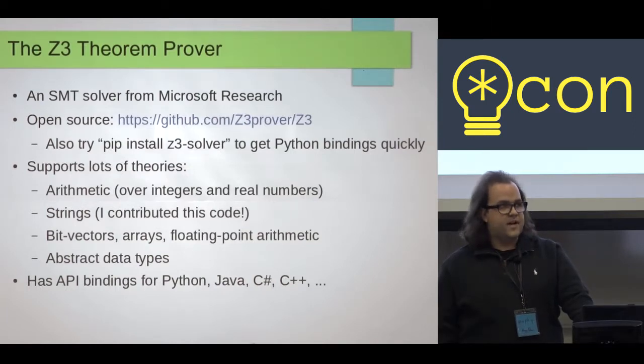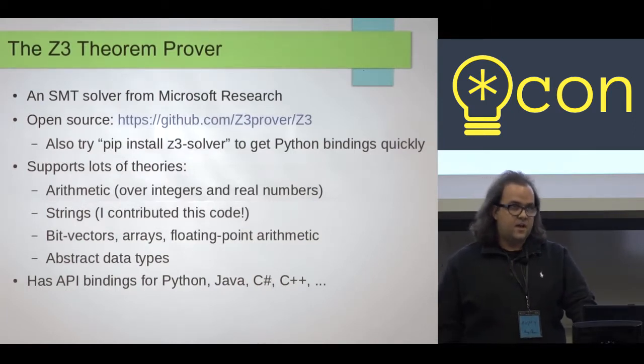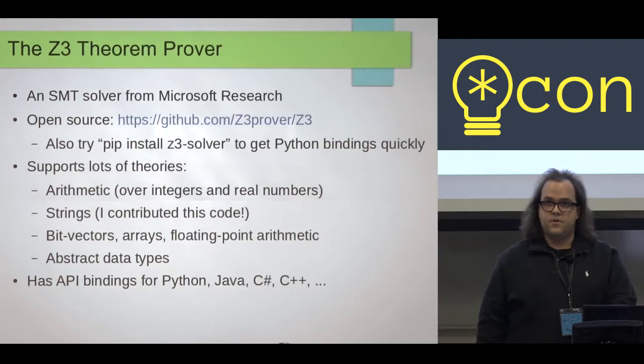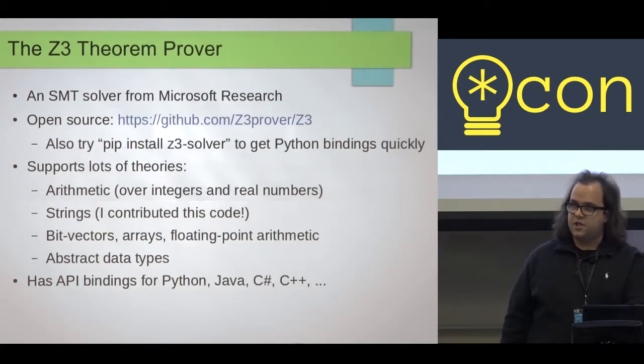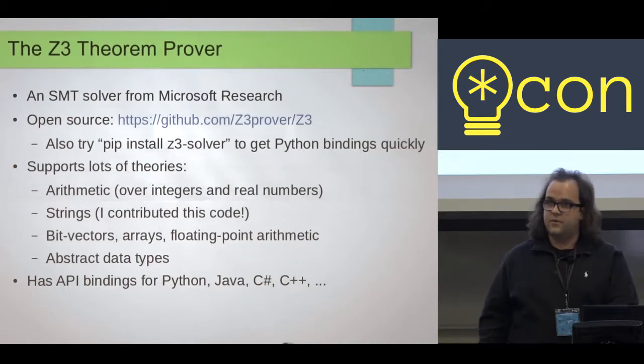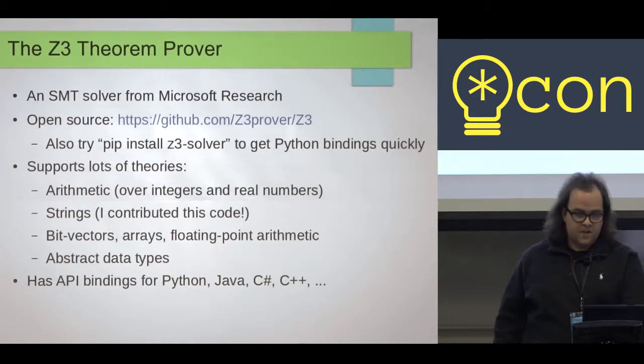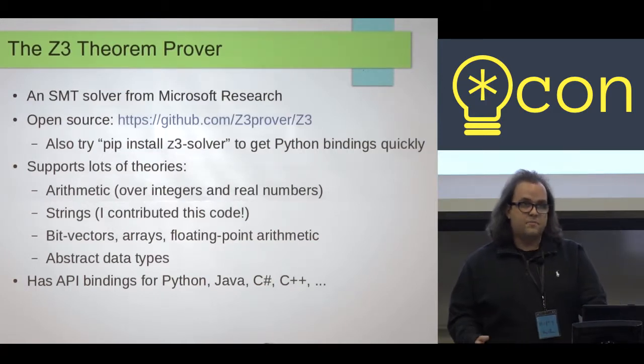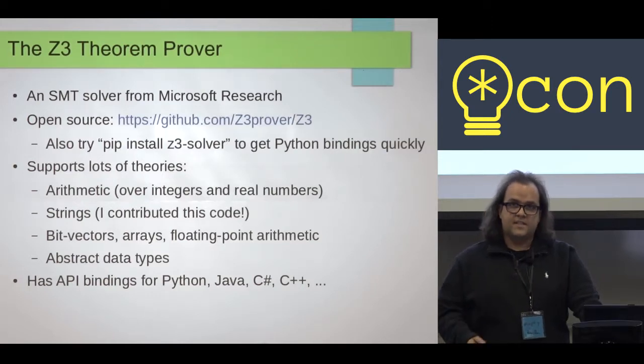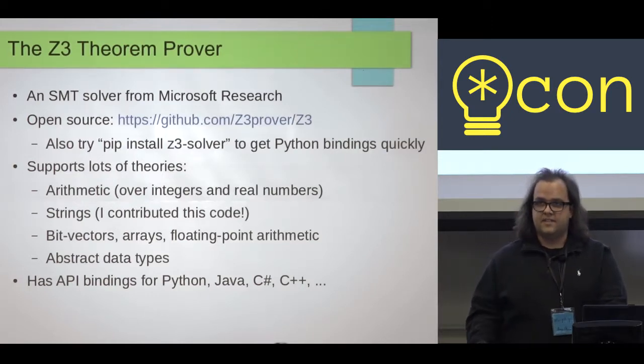And Z3 is really nice because it's very, very general purpose. It supports lots and lots of theories. So it's not a specialized solver for any one type of logic, but instead it can solve a whole bunch of stuff. So it is a really great way to get started with SMT. Z3 supports arithmetic over integers and real numbers. It supports reasoning about strings like you might see in JavaScript or Python.